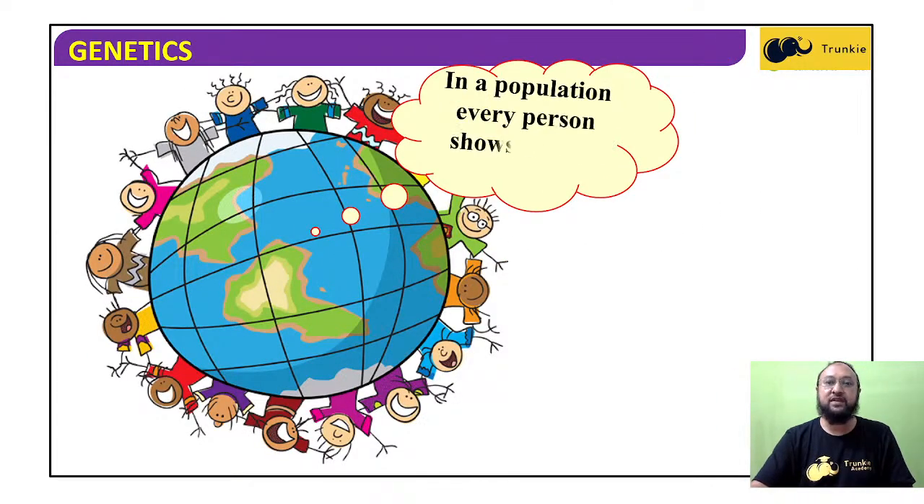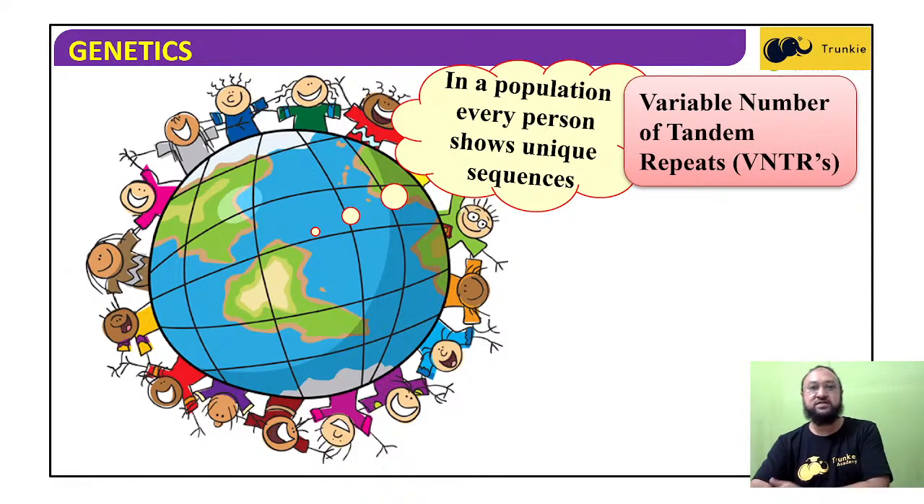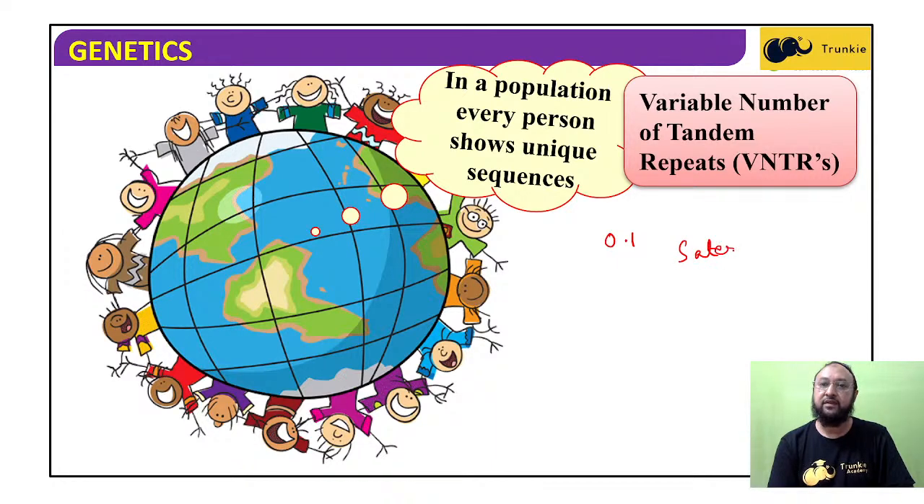Now in a population, every person shows unique sequences. This is called variable number of tandem repeats. Now what are these tandem repeats? We will see. In DNA, there is 0.1% of a kind of repetitive DNA that we call satellite DNA. And this satellite DNA has the minisatellite DNA and microsatellite DNA.